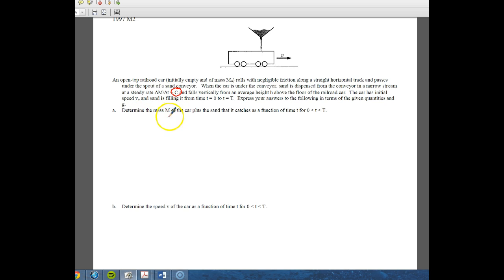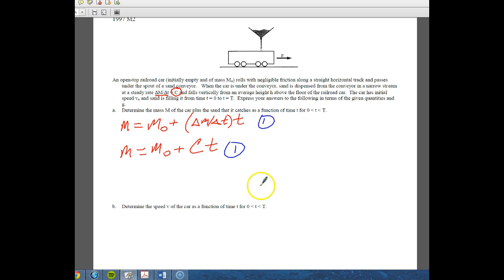So here it says determine the mass of the car plus the sand that it catches as a function of time. So we can just say that that mass is equal to the original mass plus delta m over delta t, that's for the sand that's falling in, times time. And we know that delta m over delta t is equal to C, so we can just substitute that in. So that's m is equal to m0 plus capital C times t. And that's all there is to that first part. So this is worth 1 point here, and this is also worth 1 point here.